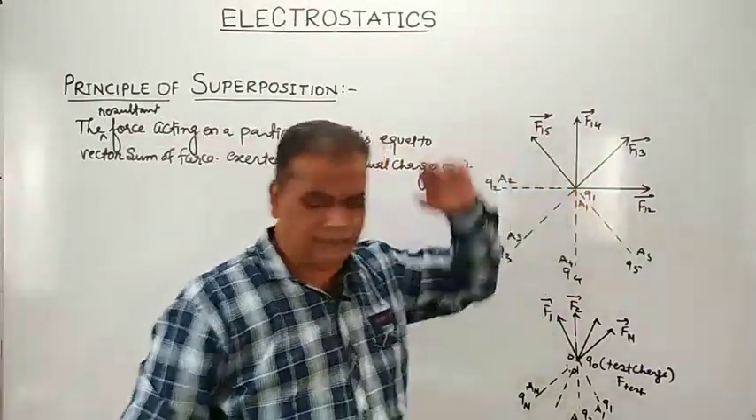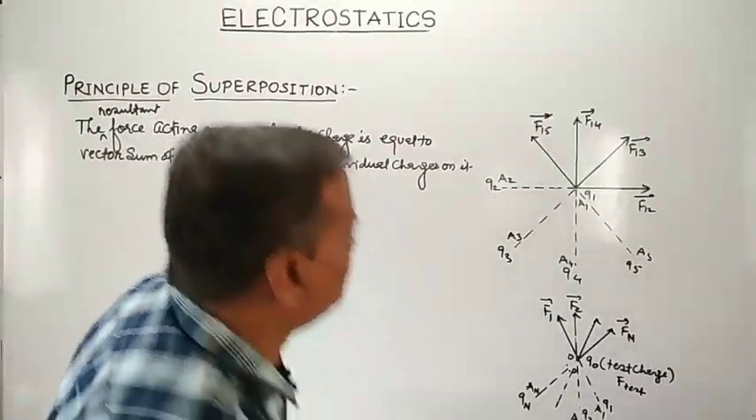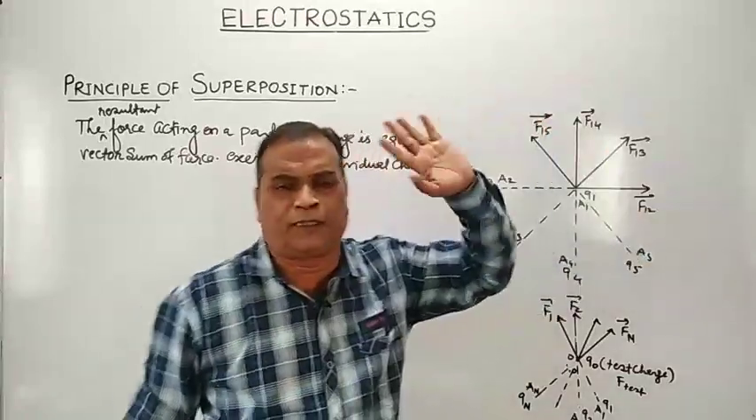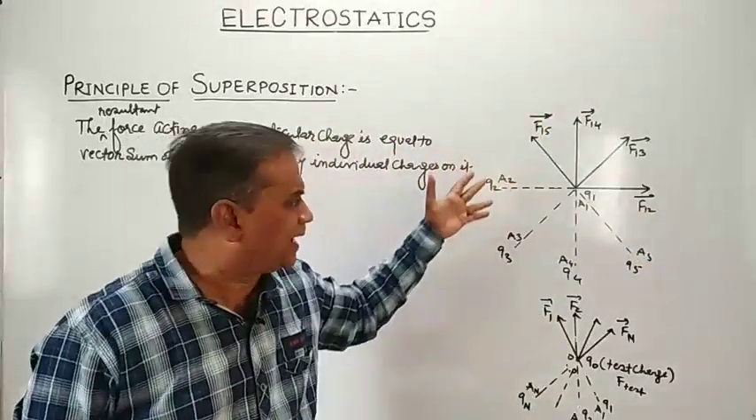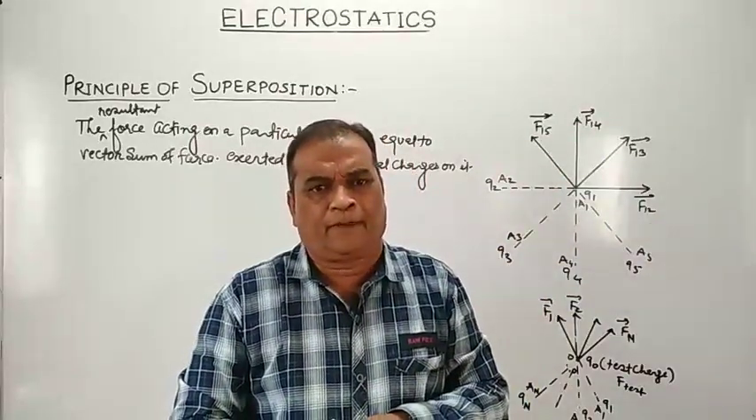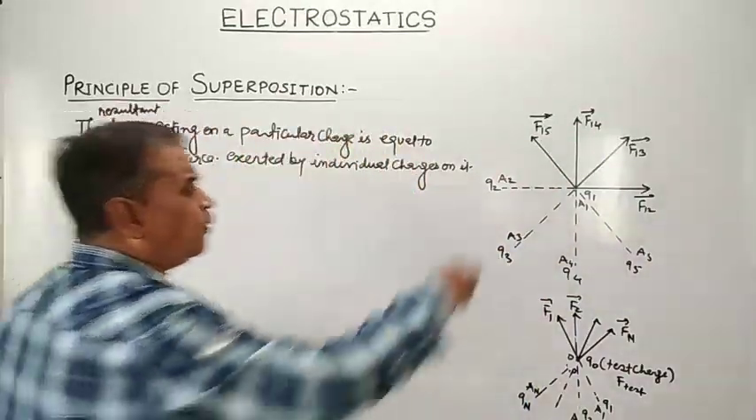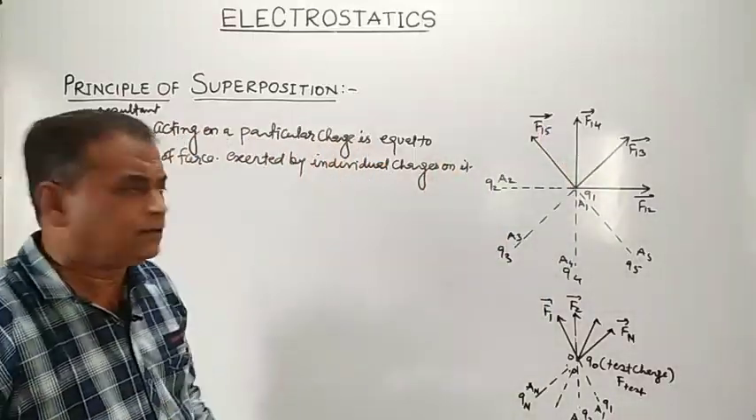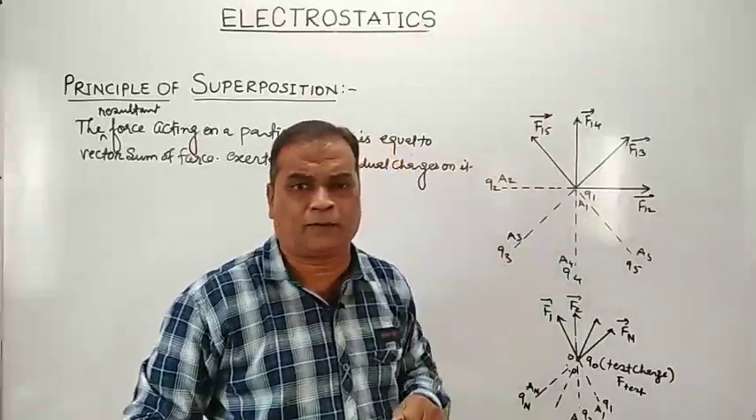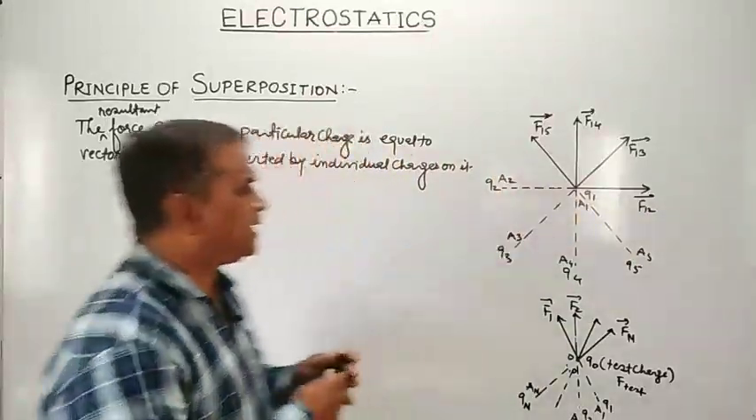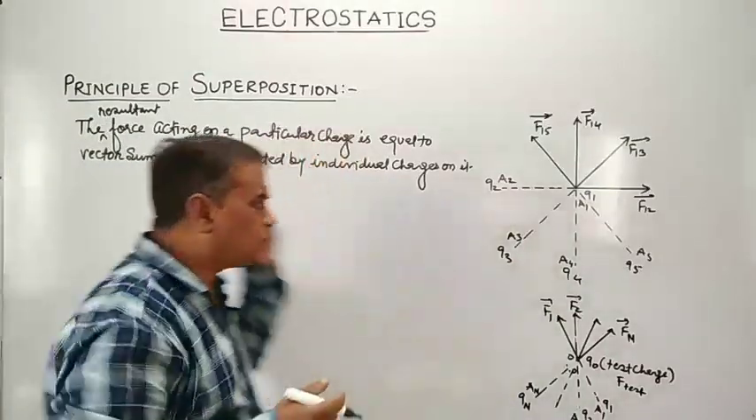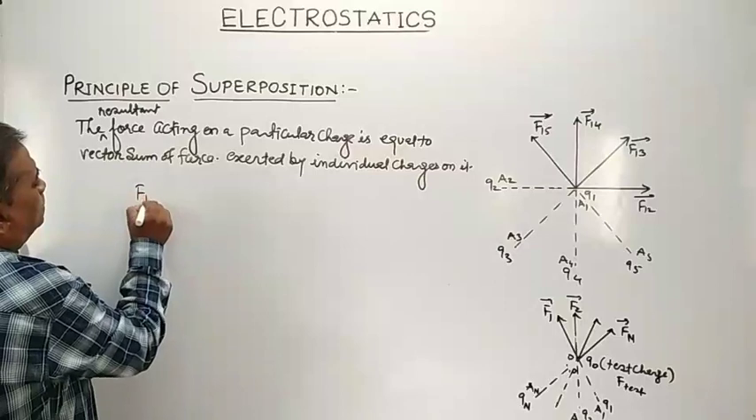For example, look at this here. We have a charge Q1 kept at point A1, and Q2, Q3, Q4, Q5 situated at points A1, A2, A3, A4, A5 respectively. Let us calculate the force acting on charge Q1, first by charge Q2, then by charge Q3, Q4, Q5. So the force acting on charge Q1 due to charge Q2 is F12.